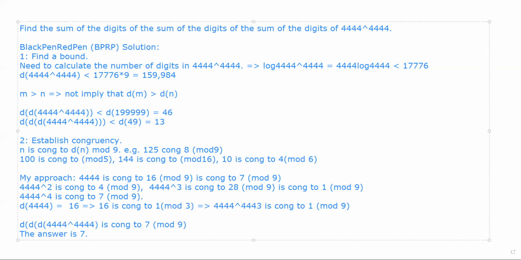And then I took a bit of a shortcut and said 4444 to the power of 4444 is equal to this times 4444. And then I got 7 mod 9. So it took me about 3 minutes to get it. Then 4444 to the power of 4444 is congruent to 7 mod 9. I'm running out of space here. Okay, so this is my approach and black pen, red pen's approach merged together.